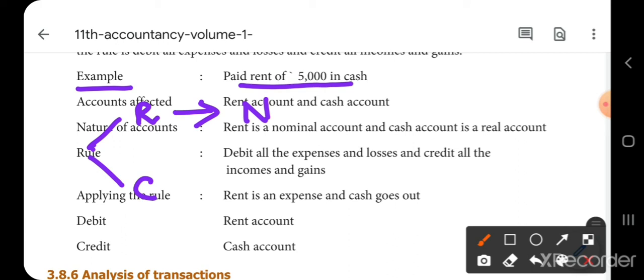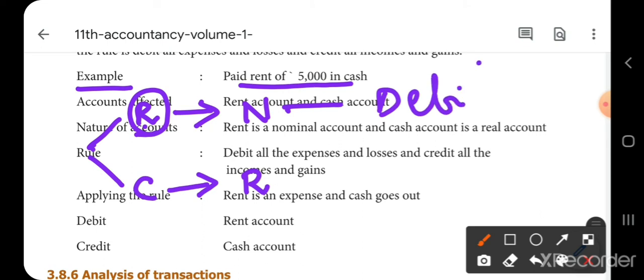Paid rent in cash. Cash is what type of account? It is a real account. So, you have two natures of accounts here. Now, apply the rule for nominal account for rent. Debit all expenses and losses, credit all incomes and gains. Here, you are paying rent. That means it is an expense. If you are receiving rent, it is an income. You are paying rent, it is an expense. Debit all expenses and losses. That means rent account you debit.